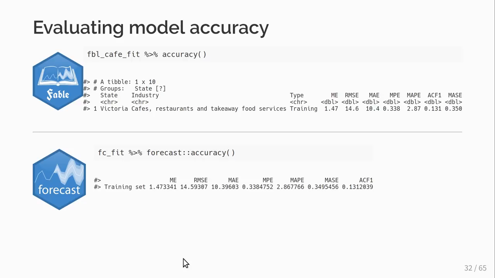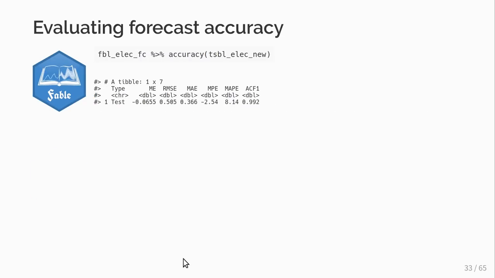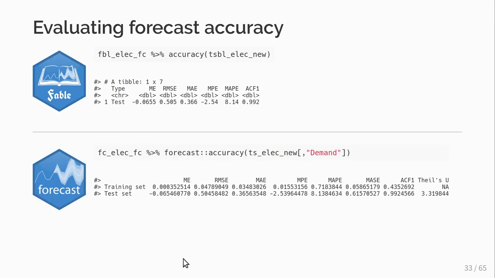So we have a bit more information to know that this is actually Victoria and it's the cafe data rather than the blank detail from the forecast package. And then if you pass it some new data, it will be able to do the test accuracy as distinct from training. The training accuracy.